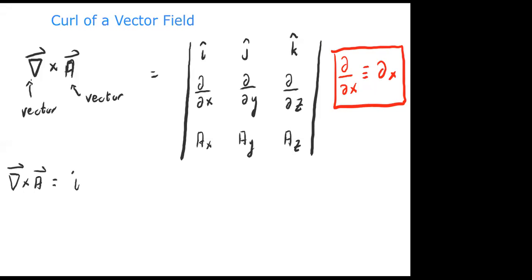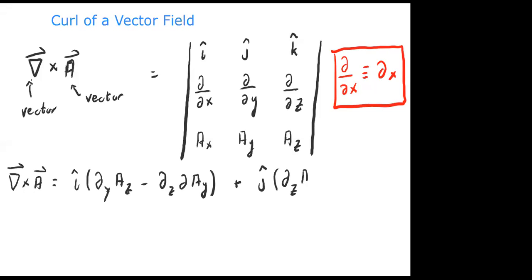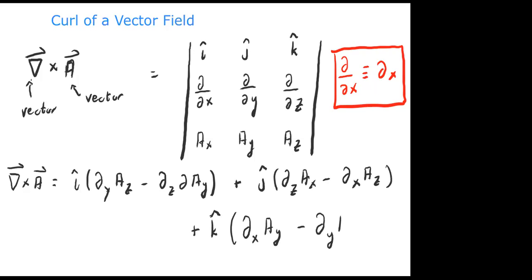So the curl of the vector field A, using the cyclic rule, is just i hat times partial y of A sub z minus partial z of A sub y, plus j hat times the partial with respect to z of A sub x minus the partial with respect to x of A sub z. And the third and final term is the one that involves the unit vector k hat. Using the cyclic rule, I have a partial with respect to x of A sub y minus the reverse of that, partial with respect to y of A sub x.